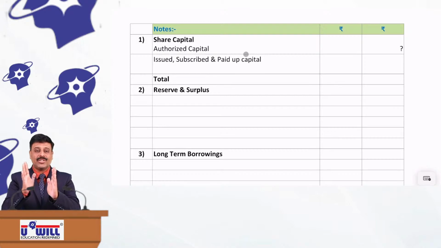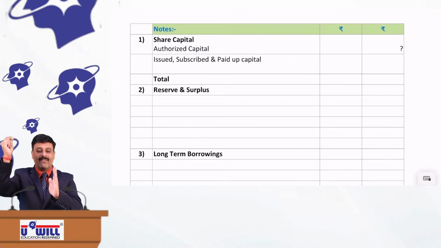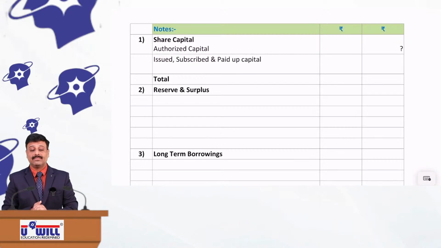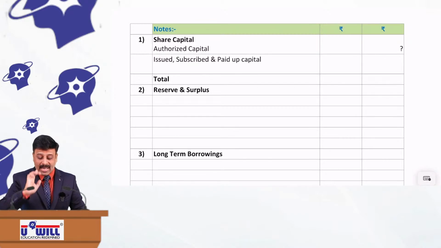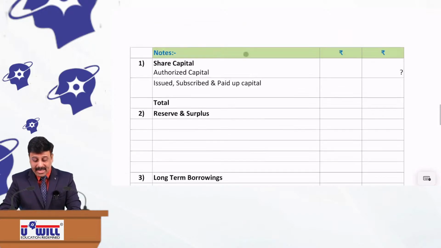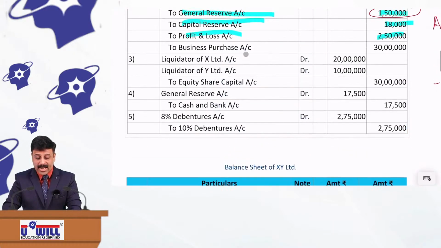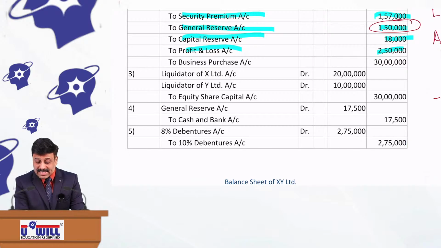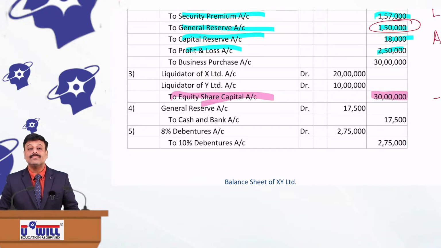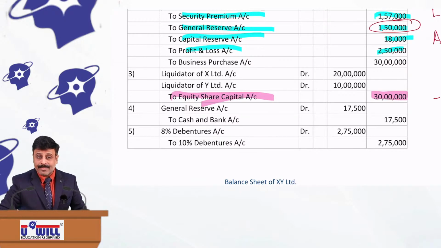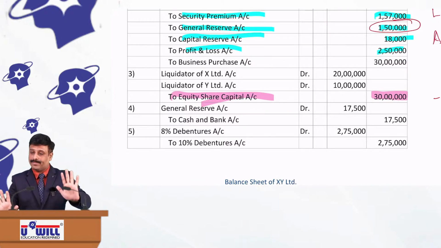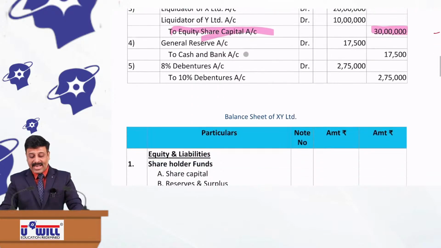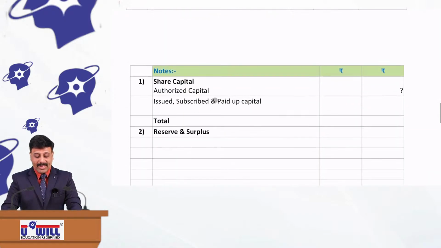Now how to make this balance sheet? Important point, everyone, come on. The balance sheet will be made from journal entries. This entire balance sheet will be made only from journal entries. So if I talk about share capital, then see here in the journal entries, can you all see that there is a share capital of 30 lakh rupees in 10 rupees shares? So 30 lakhs divided by 10, 3 lakh shares will be there. That is what we have to mention in the notes.